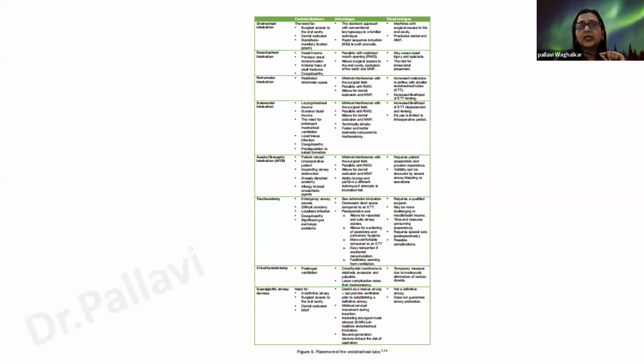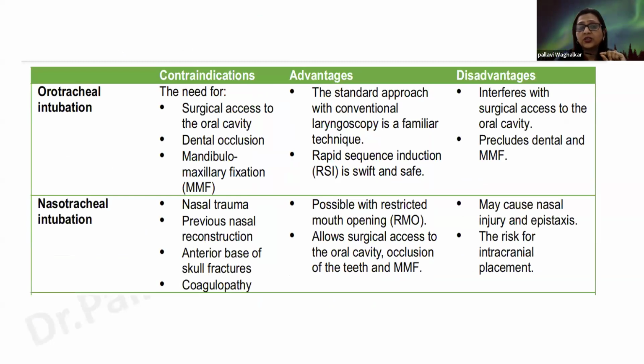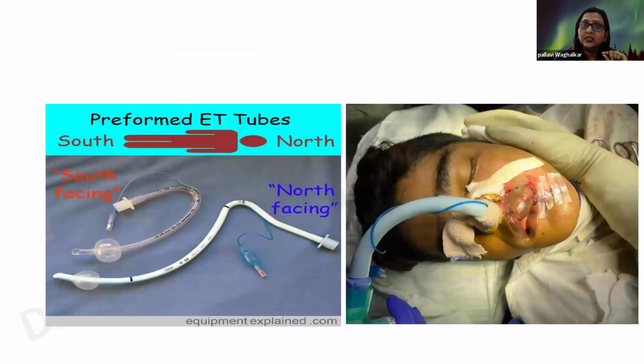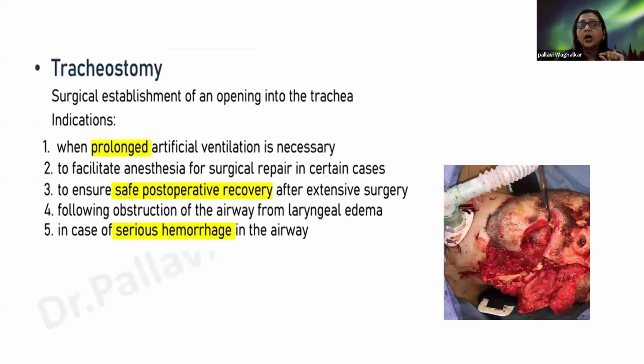Now, this was the list in this article. Let's go one by one. Orotracheal intubation: whenever surgical access to the oral cavity is needed, or dental occlusion or maxillomandibular fixation is required, orotracheal intubation is not possible because it will interfere with the surgical access. Nasotracheal intubation is not possible if there is severe nasal trauma, previous nasal reconstruction, anterior skull base fractures or coagulopathy. Also, special kinds of tubes are required when considering nasotracheal intubation. We all know the Ring-Adair-Elwyn, North Pole and ivory tubes are used in these intubations.